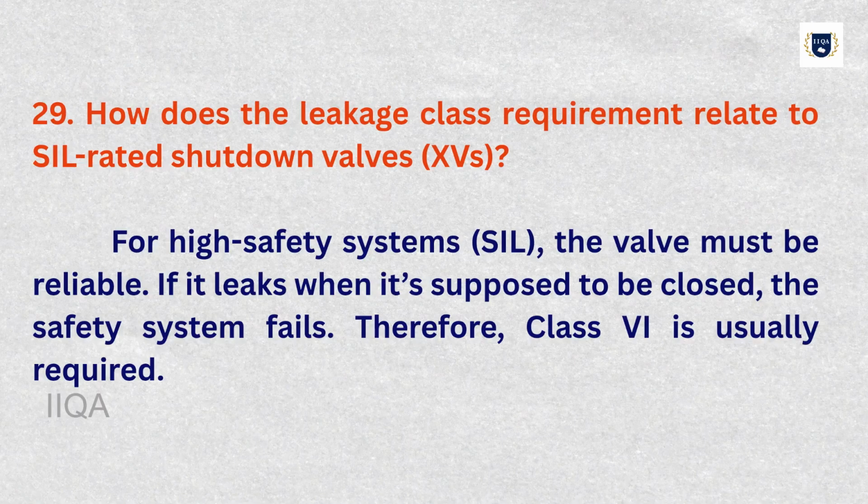How does the leakage class requirement relate to SIL-rated shutdown valves, XVs? For high-safety systems, SIL, the valve must be reliable. If it leaks when it's supposed to be closed, the safety system fails. Therefore, Class 6 is usually required.